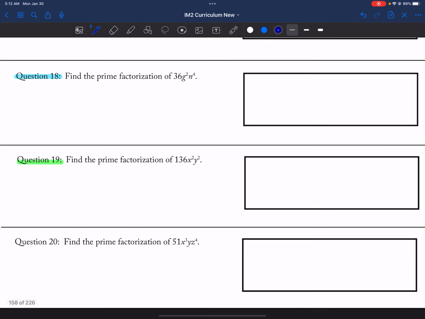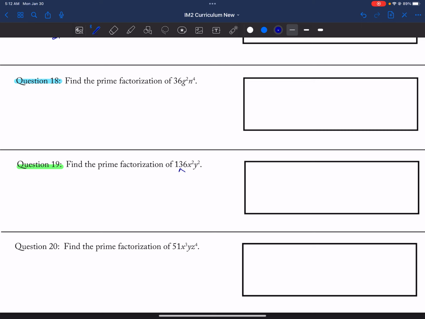All right, so 19. 136 divided by 2 is 68. 68 divided by 2 is 34, 2 and 17. So this is 2 cubed times 17 times x times x times y times y.